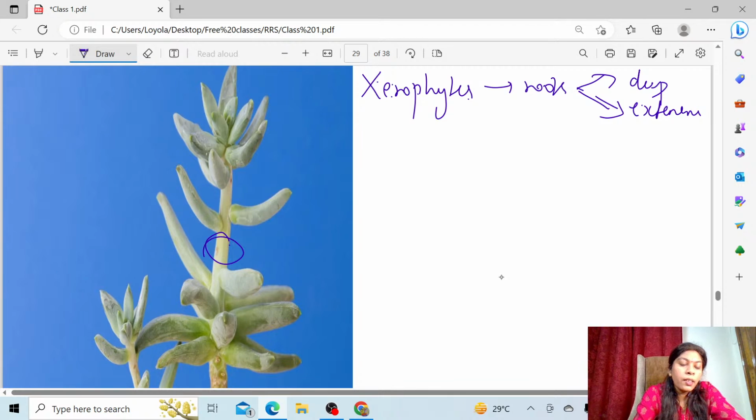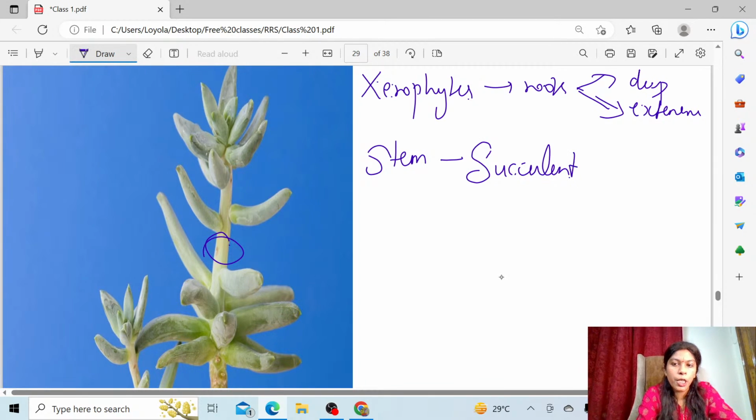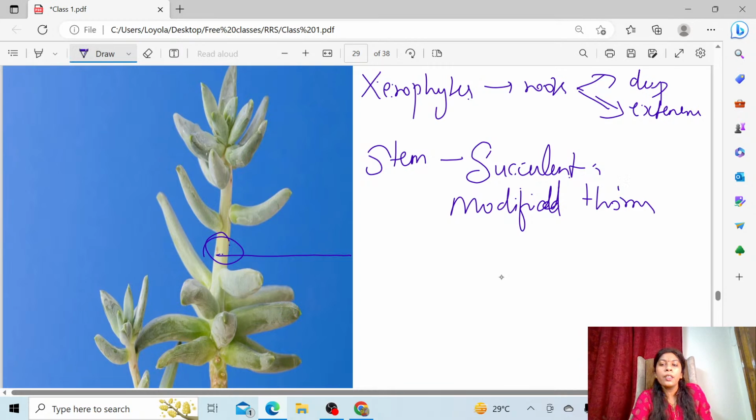Then comes the stem. How will the stem of xerophytes be? The stems are succulent, that is fleshy, bulbous in nature. They are bulbous and fleshy like this. You can see this is the stem. Or the stem sometimes has modified thorns. Thorns are present. What is the reason it is present here? Again, to reduce transpiration.